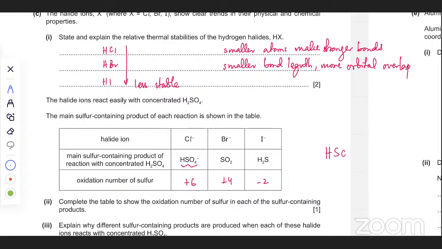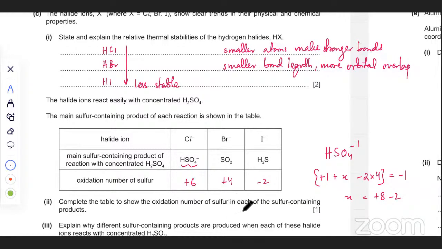How do you do that? All the individual charges must add up to the total charge. H is plus 1. Sulfur is the unknown. We have no idea what that is. Oxygen is minus 2, that's times 4. And the total charge must be equal to minus 1. You can check whether this is going to come out right, so it's going to be plus 8 and minus 2. So it's going to be plus 6. That is correct. Complete the table to show the oxidation states.